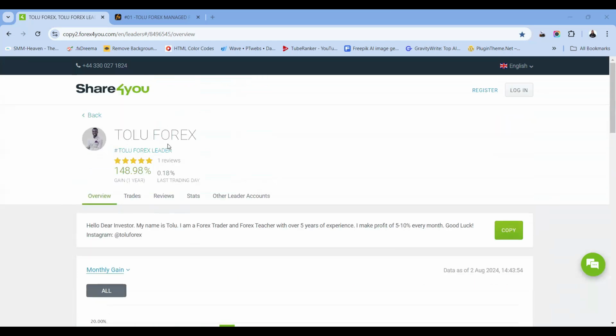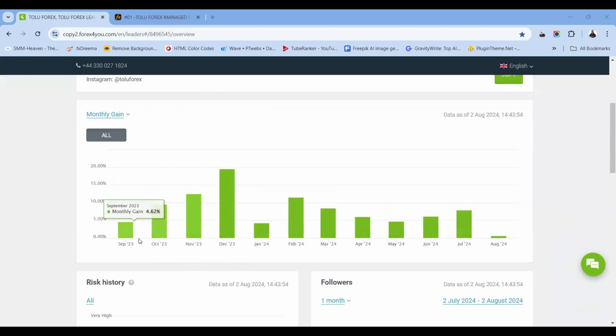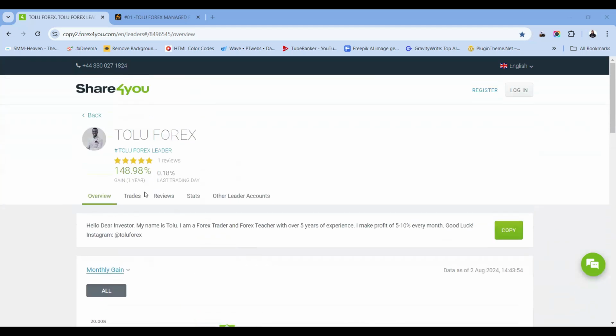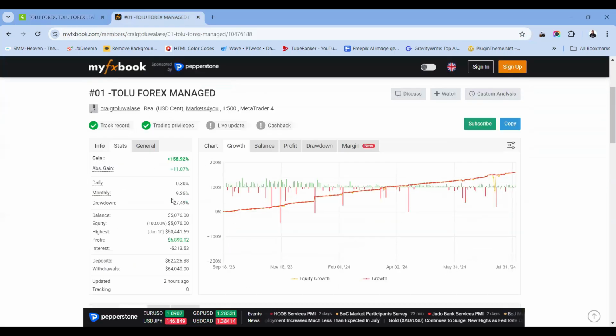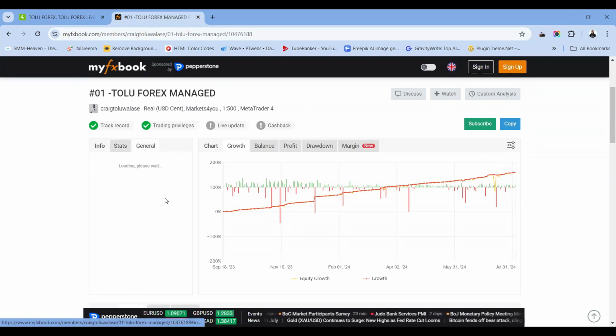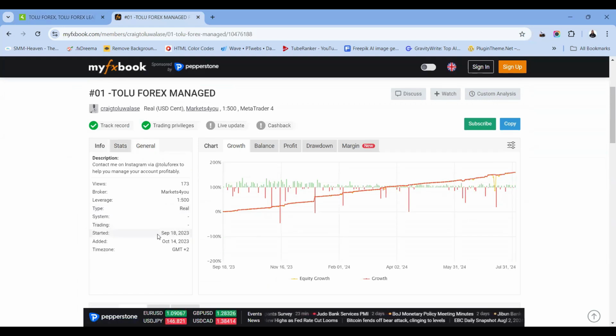And over the period of 1, 2, 3, 4, 5, 6, 7, 8, 9, 10, 11 months so far, I've made 1.48, almost 150% in profit. On my FXbook, this same trading account, this is it here. My FXbook is telling us it's 158. You see on my FXbook that it was opened on the 18th of September 2023.